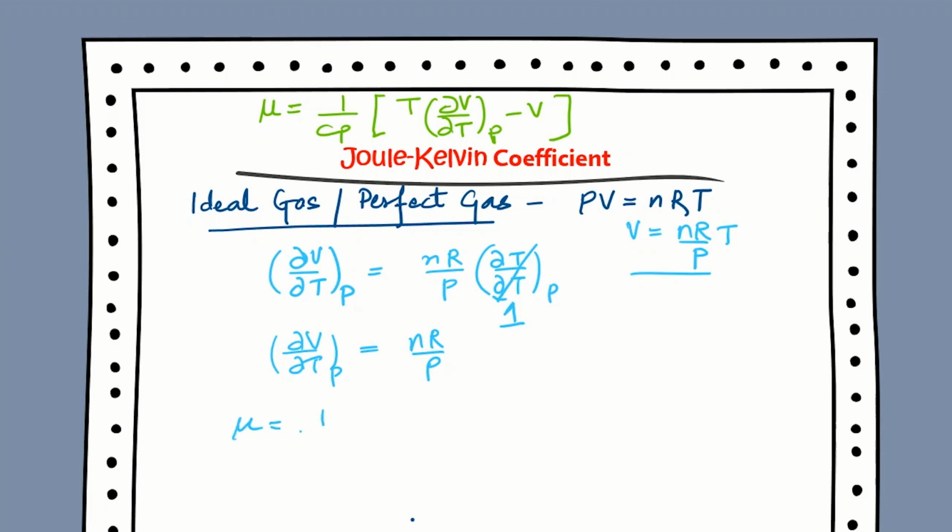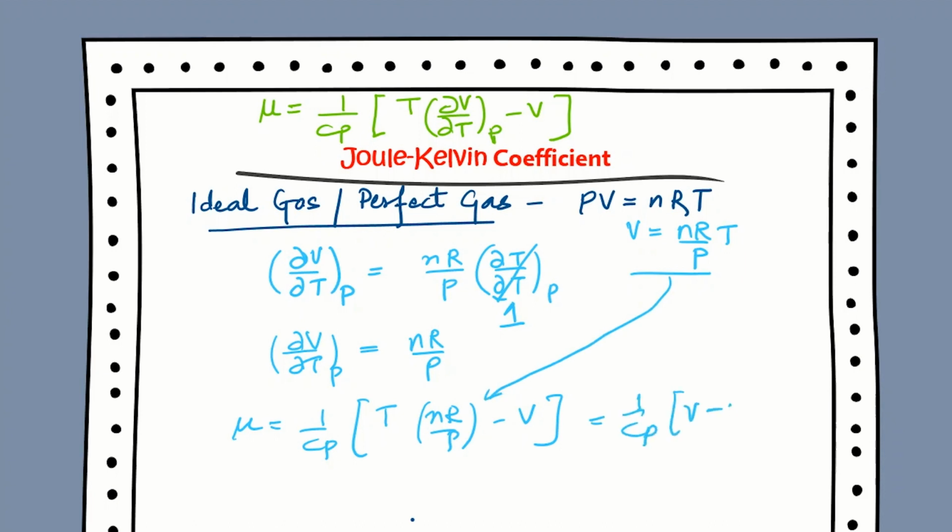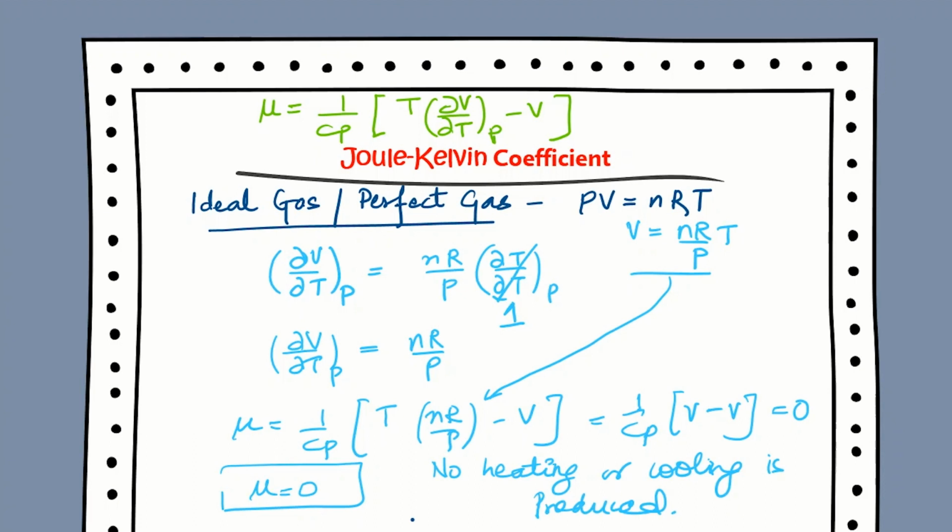So we will get 1 over Cp times [T times nR/P minus V]. We can write nRT over P as V from this. So this is 1 over Cp times (V minus V), which is equal to 0. So mu equal to 0. So in case of an ideal gas, no heating or cooling is produced on Joule expansion.